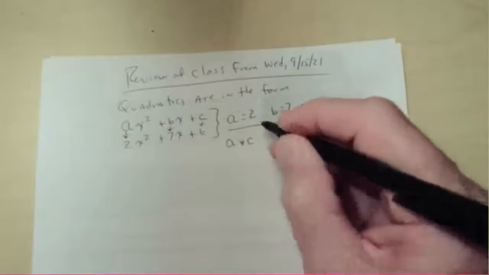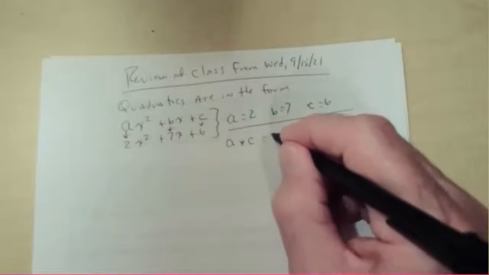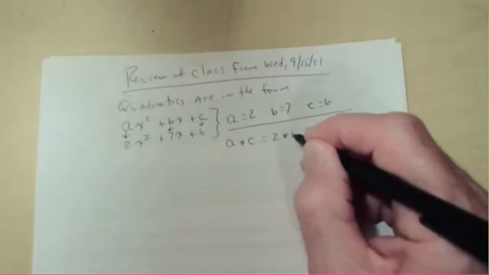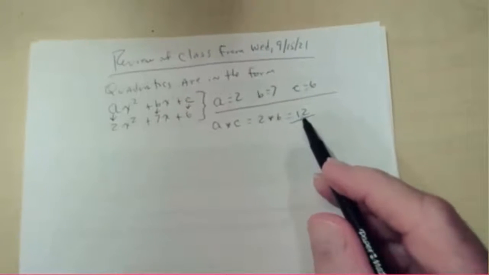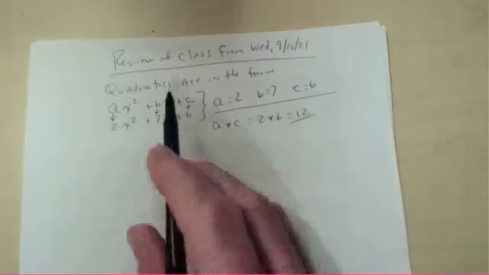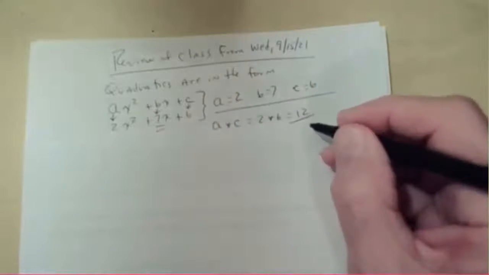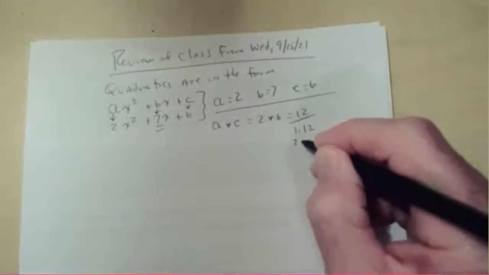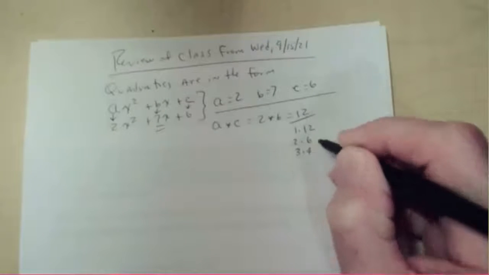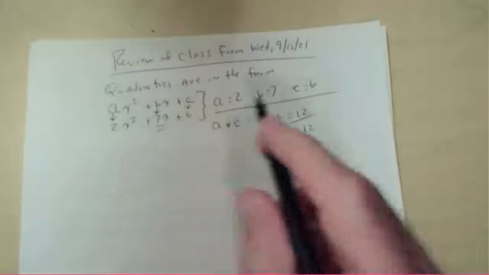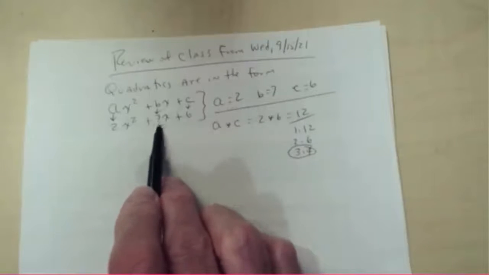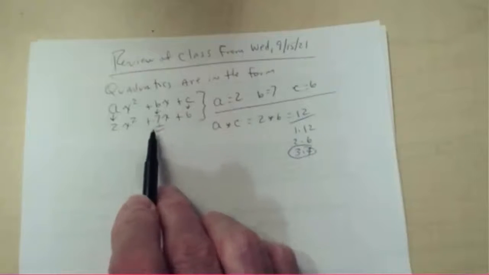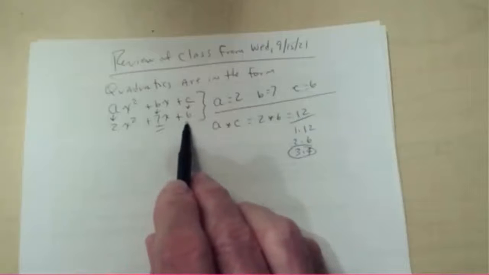So in this case, it is 2 times 6, which is 12. Now we want the factors of 12 that combine together to give us 7. 1 times 12, 2 times 6, 3 times 4, there it is. 3 and 4 is 7. Now we're going to split this linear term up into 2 terms. We're going to put the 3 next to the 6 and the 4 next to the 2.